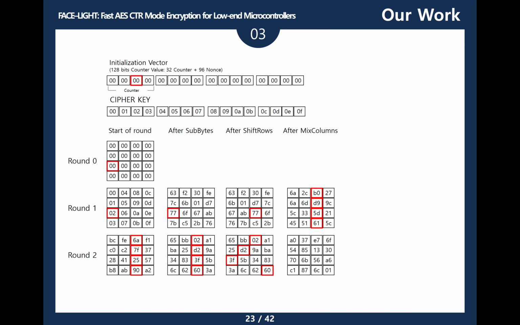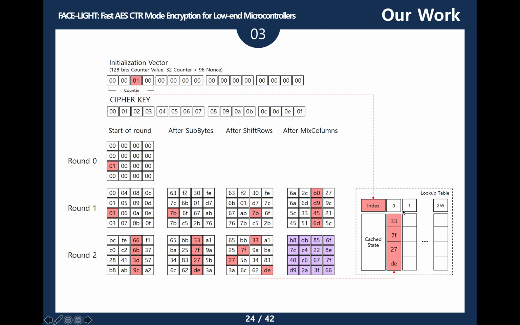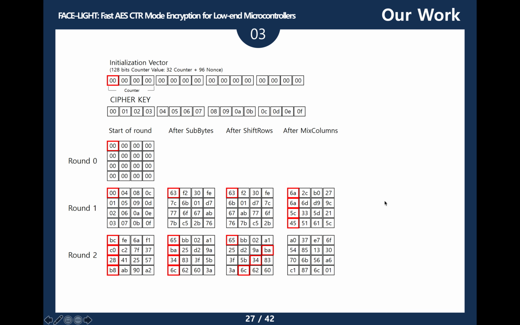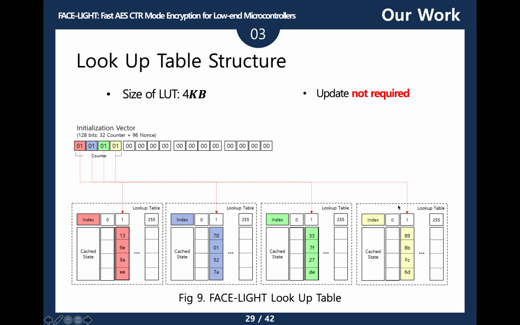As we can see, the next byte of the counter value also only affects the 4 specific bytes. We can also make a lookup table for these 4 bytes. And the rest bytes go the same way. So each of the counter bytes has a 1 kilobyte of the lookup table, and the total number of counter bytes is 4, so the total size of required lookup table is 4 kilobytes.